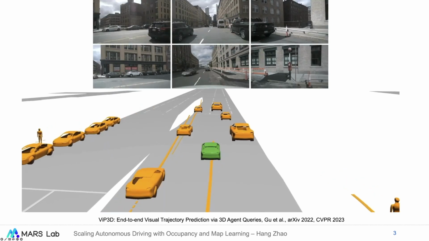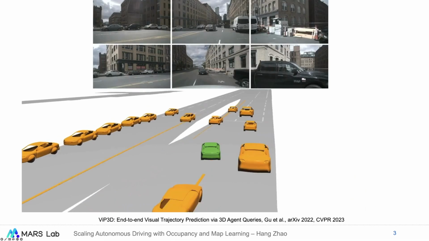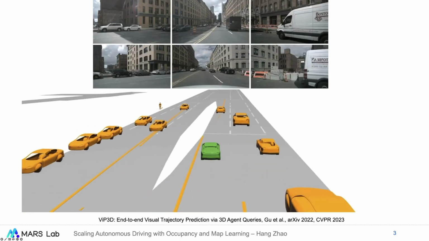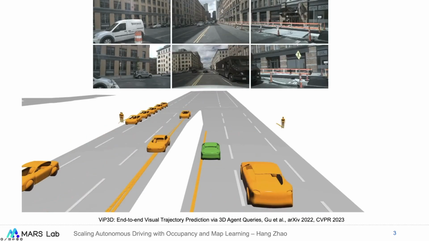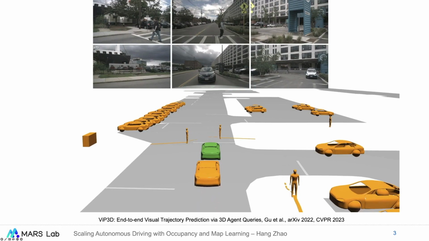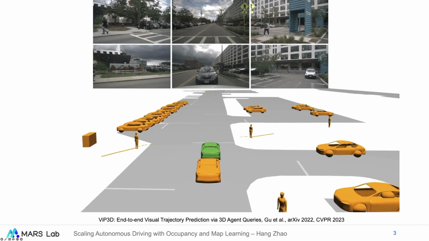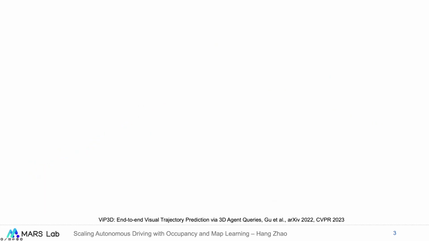Last year, we built a vision-based model following this pipeline called VIP3D. Here is a video demo of VIP3D. The surround view camera images shown above are the input of the model, and the animation below is the output of the system. This is an end-to-end model with intermediate supervision. I hope you like it.